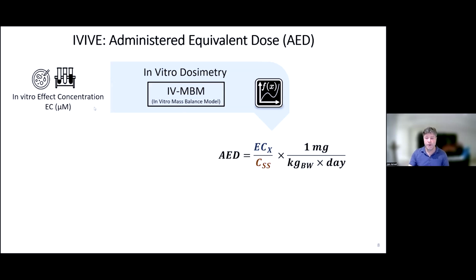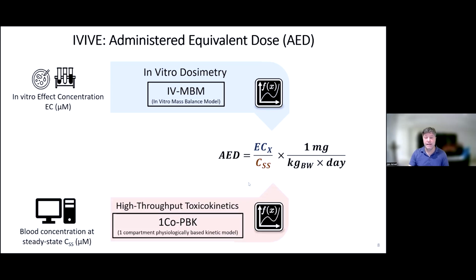All right, so we've got our in vitro systems, and we're going to talk a little bit more about in vitro mass balance models in just a minute. That's how we calculate the numerator here, the effect concentration, and then for blood concentrations to extrapolate this to AEDs, we need some toxicokinetic information. And if you don't have measured toxicokinetic data, you can use toxicokinetic models.